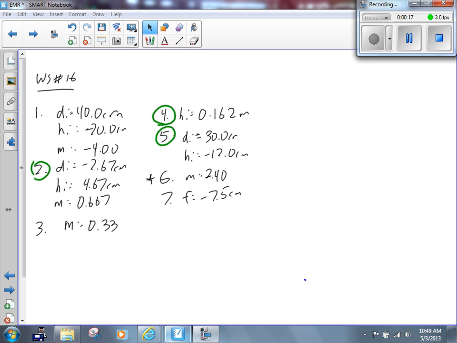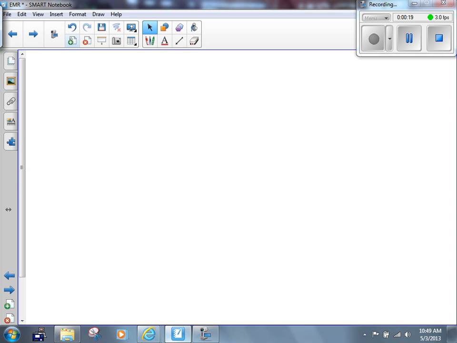Starting with number 2. It says a 7-centimeter tall object is placed 4 centimeters in front of a diverging mirror. The first thing that we probably should do when we read this question is circle that word diverging. Why? What is there in that word, diverging mirror, that can lead us to a silly mistake or a very simple but important mistake?